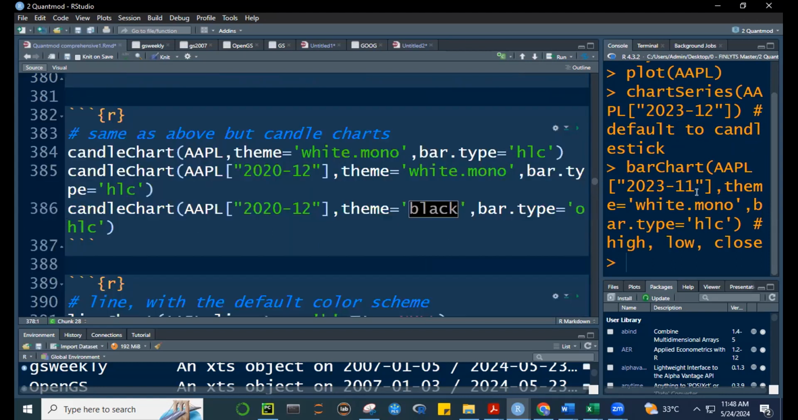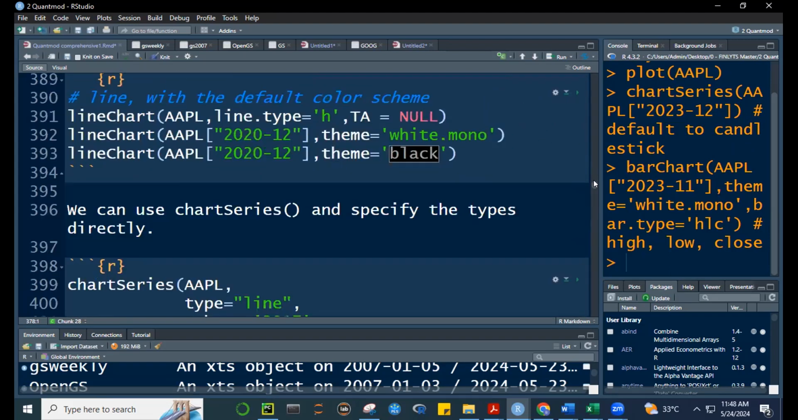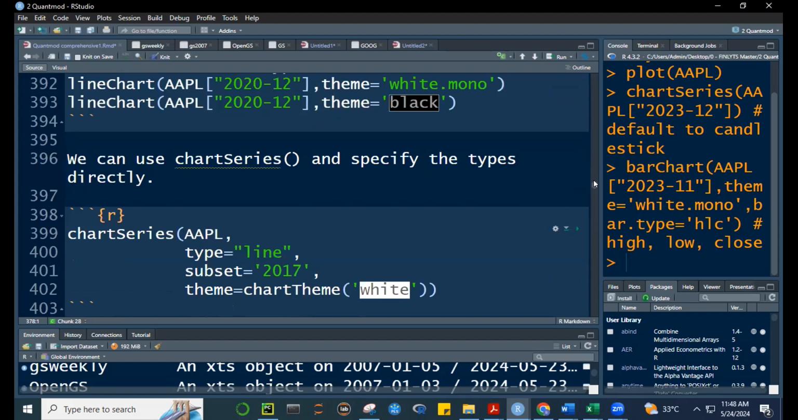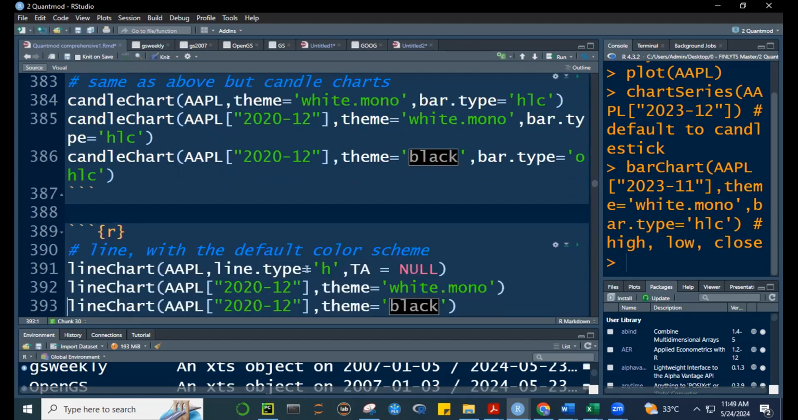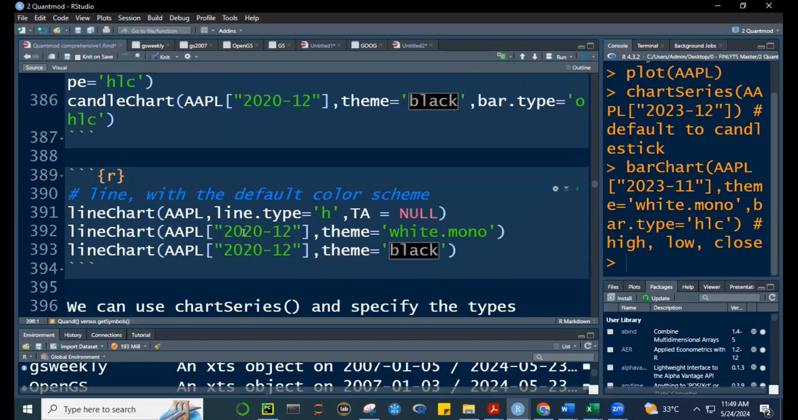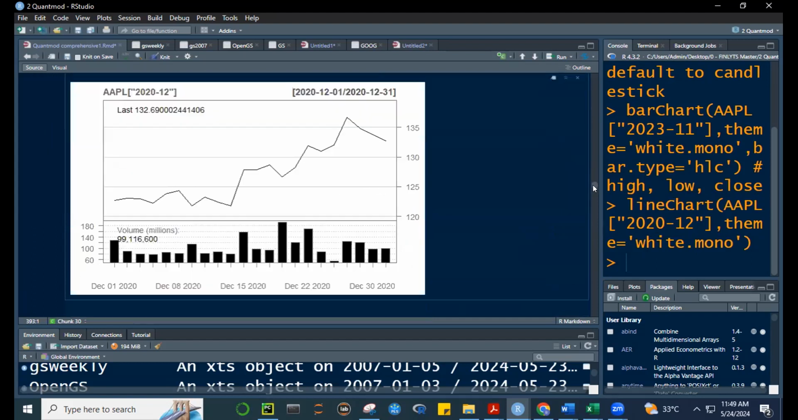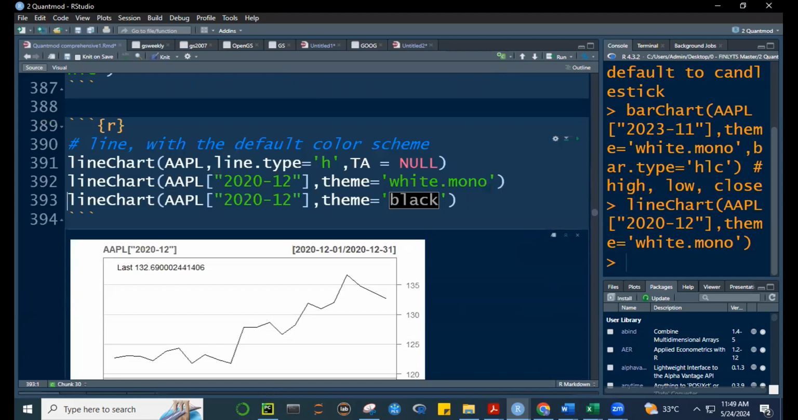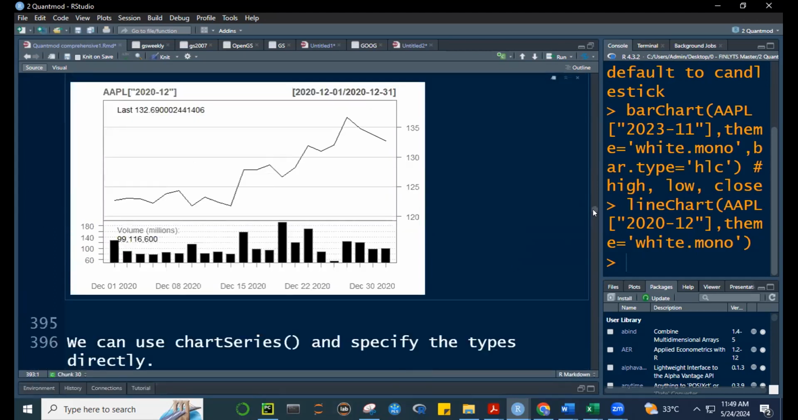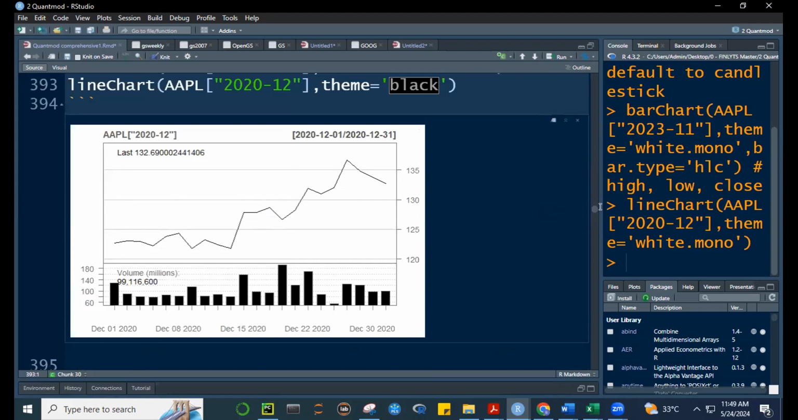You can also create a line chart. So let's go here. We can specify here, you can use the lineChart function. So you can use chartSeries, you can use barChart, you can use lineChart. For this one, lineChart Apple only on December 2020. If we run this, you can see that the plot is a line chart. We have the volume also plotted separately.